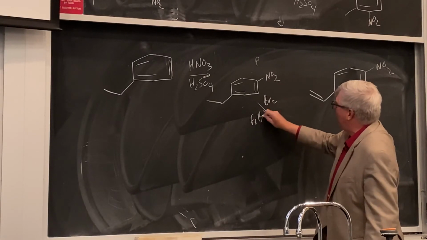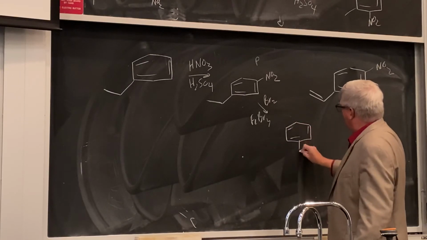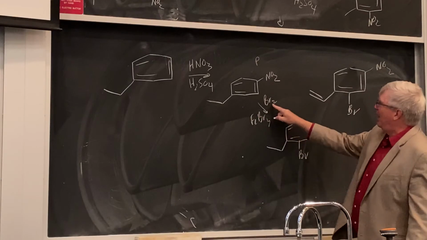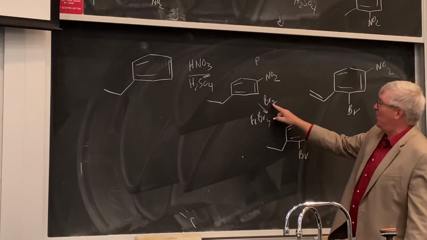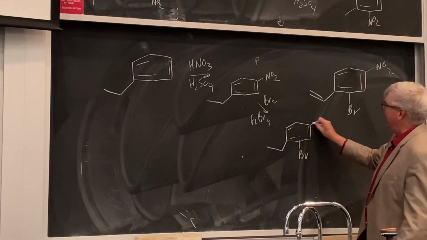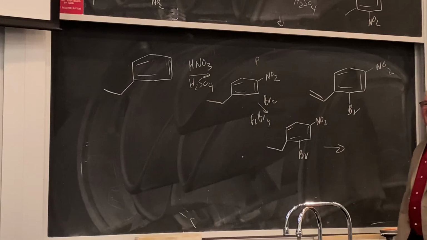So ferric bromide gives us the ortho bromo. And again, that's not the radical bromination. That's not bromine and light. This is bromine and the ferric bromide. So we're talking about electrophilic aromatic bromination. Do we get this? And then what do we need to do?